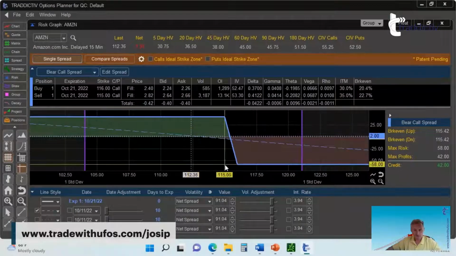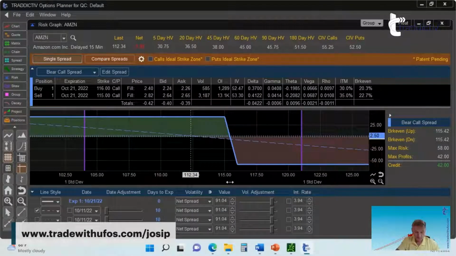Now let's talk about the profitability. My profitability, and it would be appropriate if I change this into green, is only $42. And that $42 is fixed if the price stays below the 115. Even if it goes down to whatever, the 105, I cannot make more than what is fixed. Now, could I do something creative?